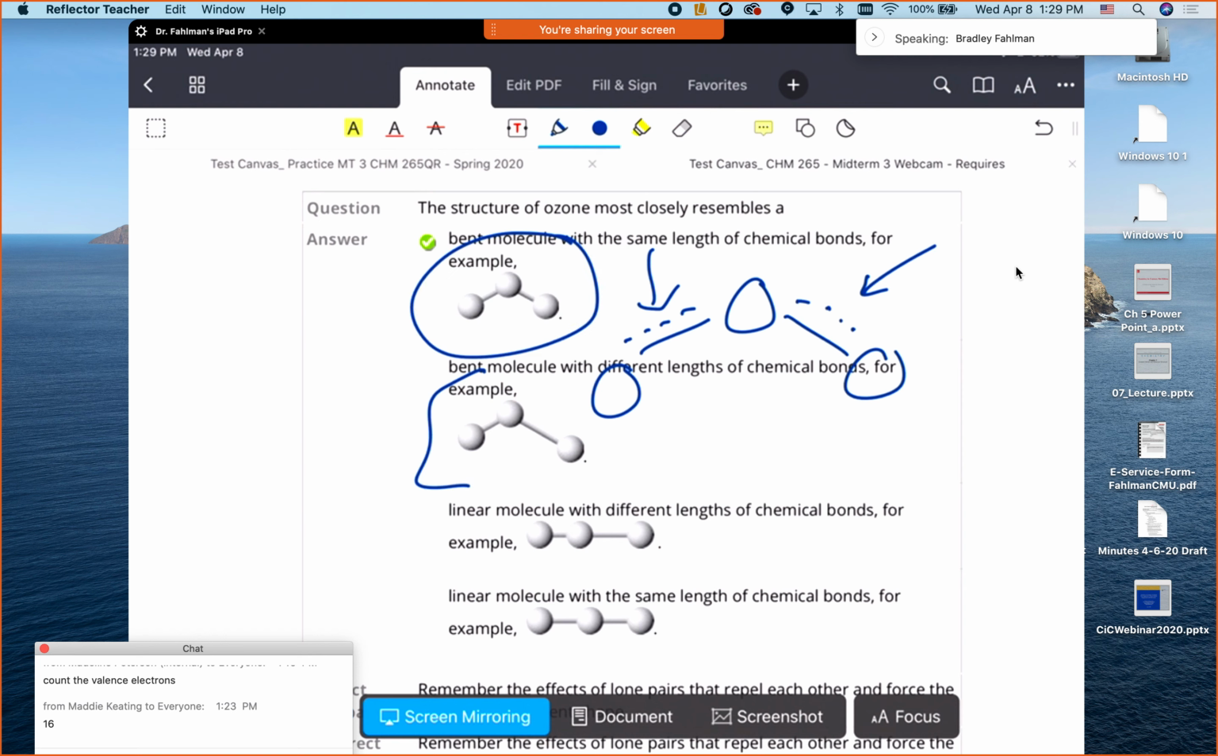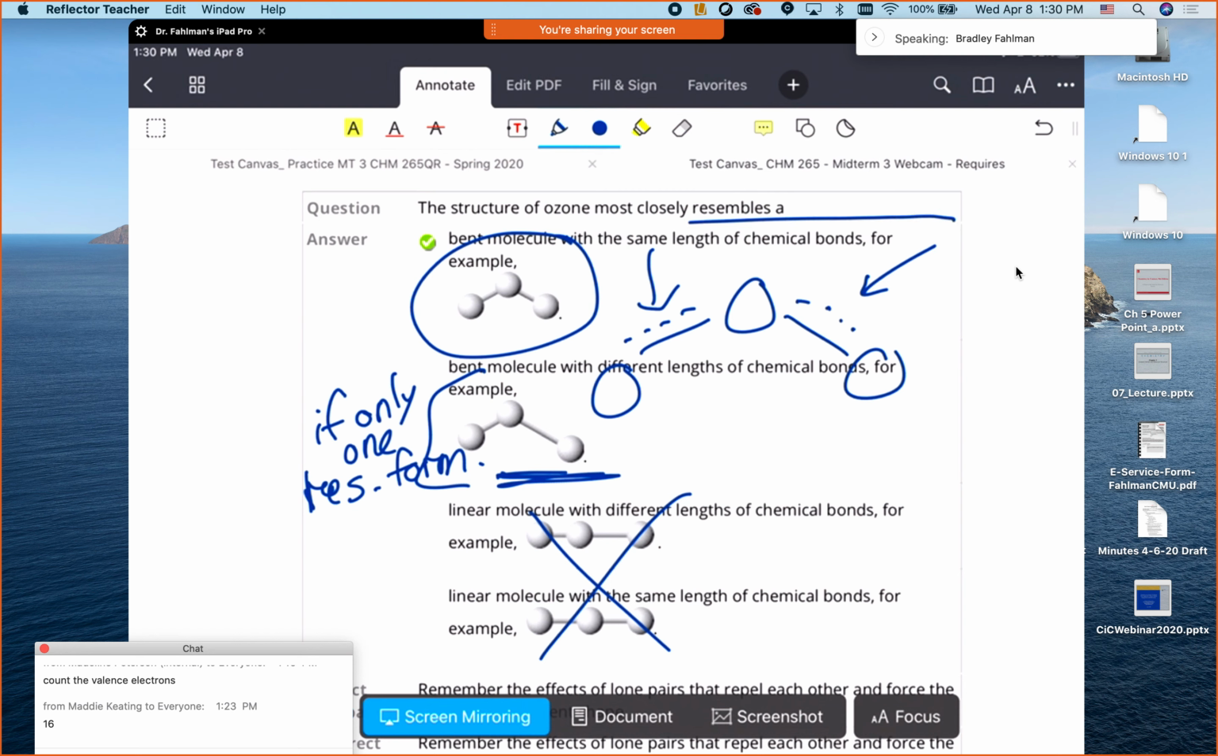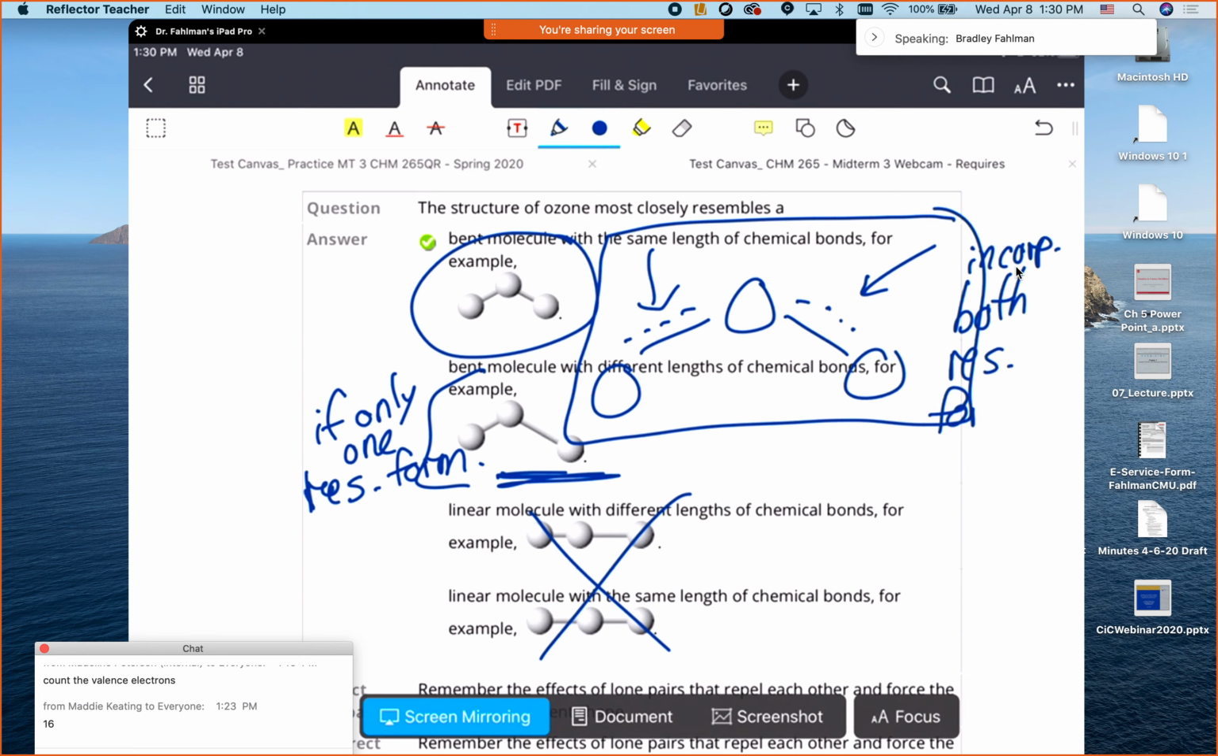This would be if you only have one resonance. It's bent, it's not linear, so that doesn't make sense. And this one would only be the case if you had one resonance form. So this is for the ozone molecule, which incorporates both resonance forms.